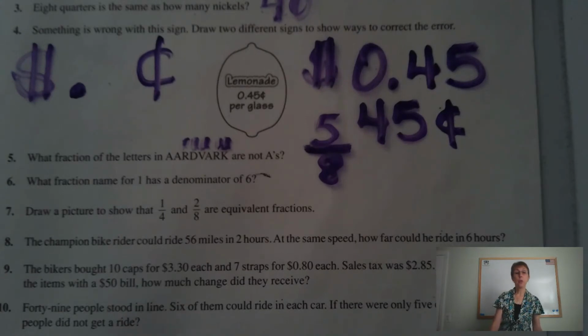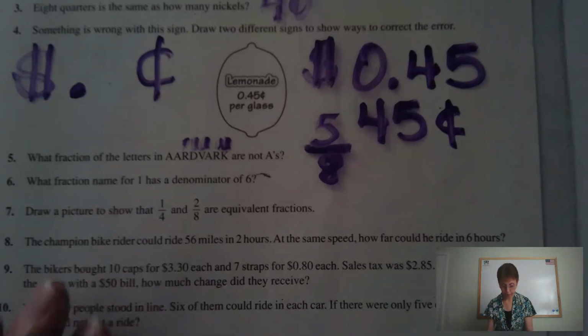If the question was what fraction of the letters in aardvark are A's, your answer in that case would be 3/8 because 3 letters out of the 8 letters are A's. Okay, what fraction are not A's? That would be 5/8 because 5 out of the 8 letters are not A's.